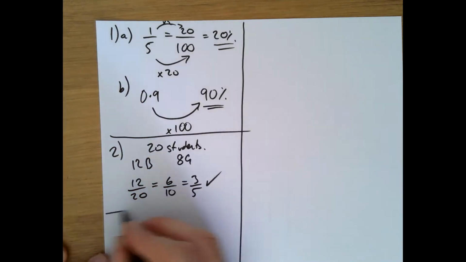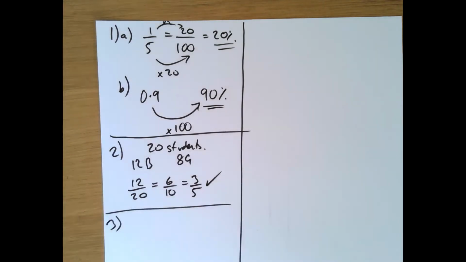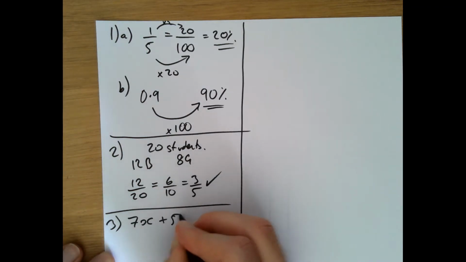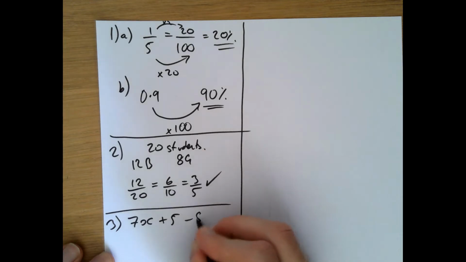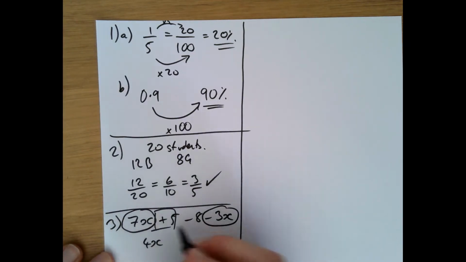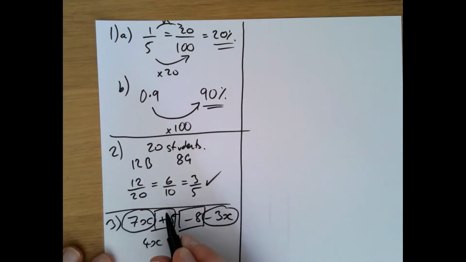Okay, number 3. Simplify this. So we've got 7x plus 5 minus 8 minus 3x. Okay, so we've got 7x take away 3x, which is 4x. 5 take away 8 is minus 3. So with these questions, it's really important that you circle or get the sign in front of the number that you're given.